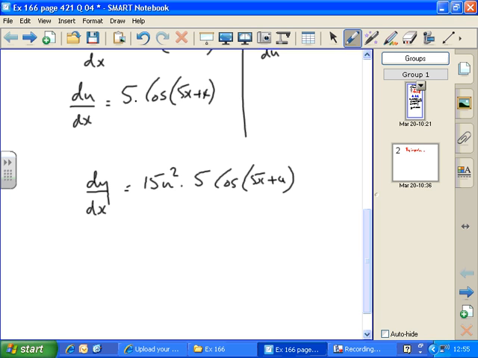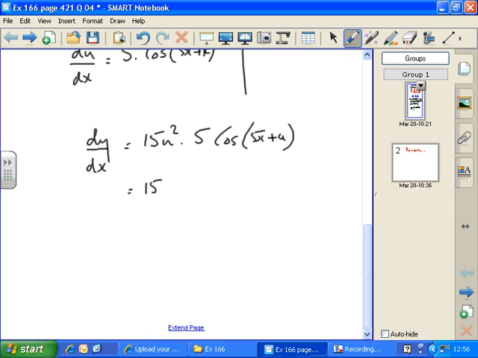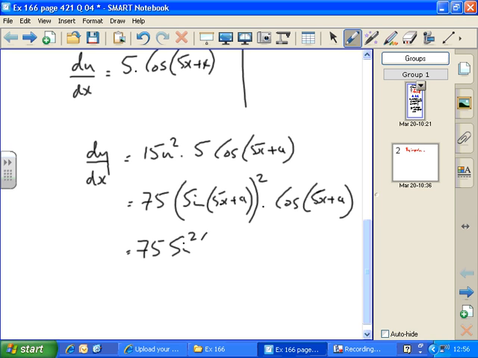And so now replace u with what I set u to be. I let u equal sine 5x plus 4. So this will be 15 times 5, actually, I can do that bit, can't I? 5 times 15 is 75, u, which is sine 5x plus 4, all to the power 2 times the cosine of 5x plus 4. But remember, I can rewrite the sine of 5x plus 4 squared conventionally as 75 sine squared 5x plus 4, and that's all multiplied by the cosine of 5x plus 4.